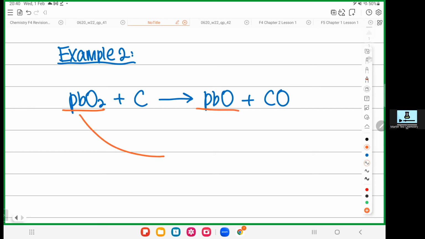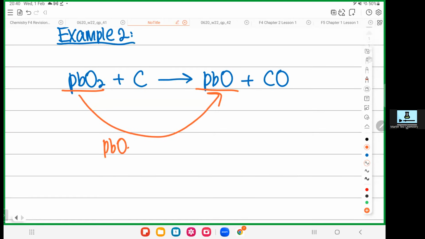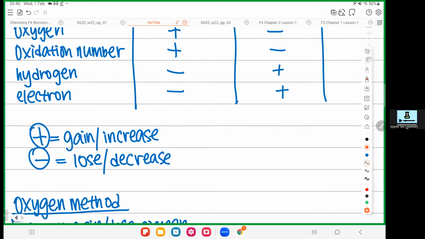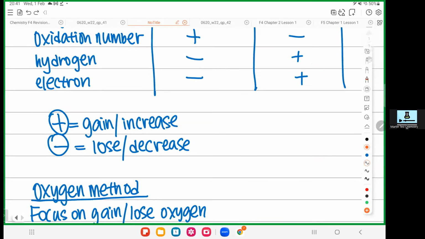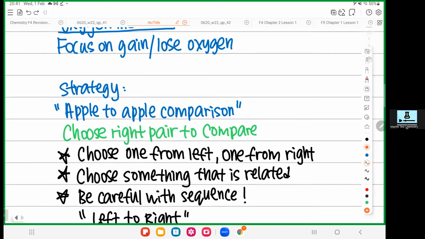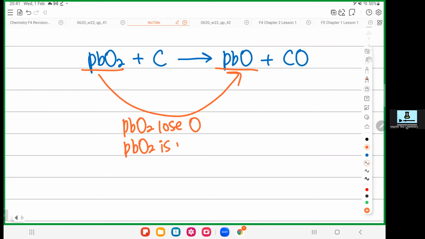So compare left to the right. Left hand side, the Pb has 2 oxygen. Right hand side, the Pb has 1 oxygen. 2 becomes 1. Oxygen becomes lesser. So it loses oxygen. PbO2 loses oxygen. As we learned today, when we lose oxygen, the process is reduction. So PbO2 undergoes reduction, or you can say it is reduced. Okay, let's say I use the past tense, settle.